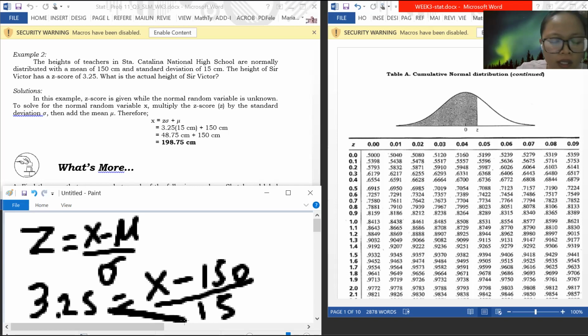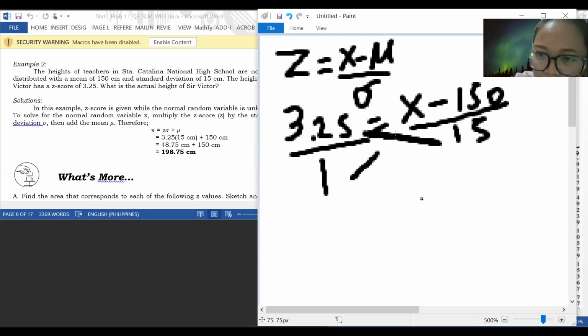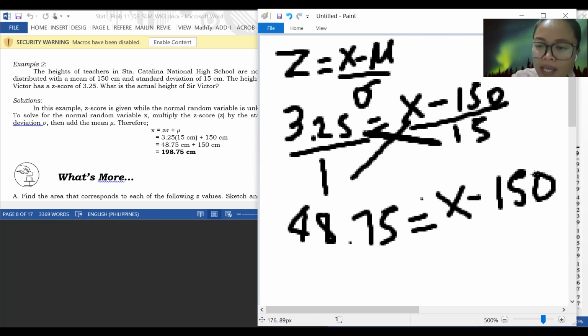So 3.25 times 15. So what is 15 times 3.25? So, understood na siya nga 1 ang denominator sa kabilang side. So, 3.25 times 15, the answer is 48.75. Then, 1 times x minus 150, so x minus 150.